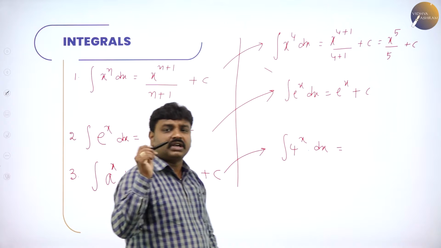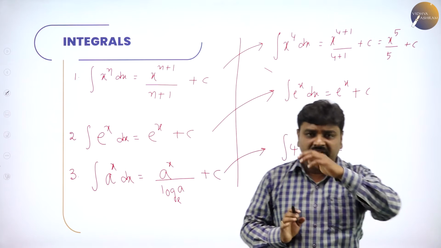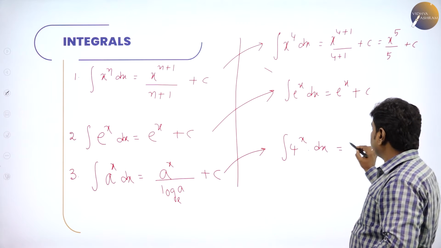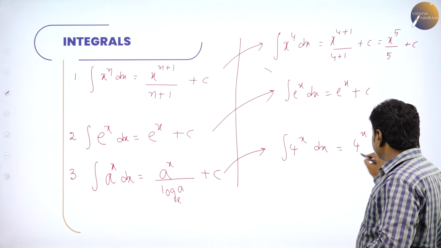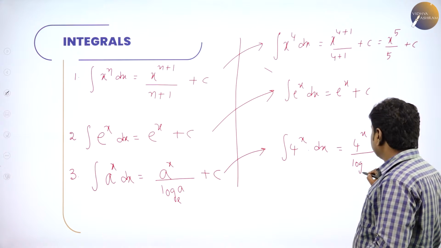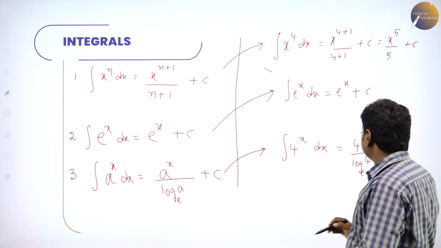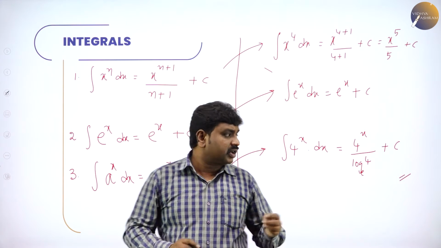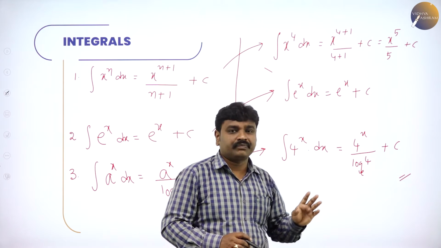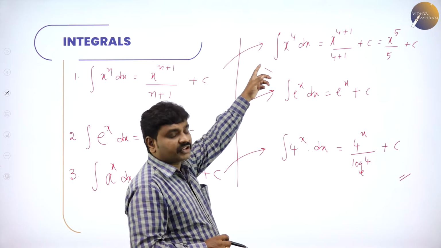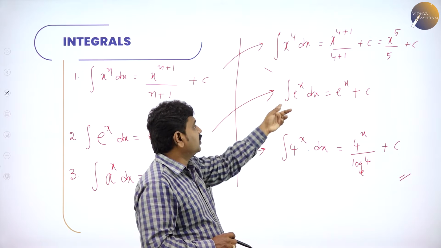Integration of a power x is a power x by log a plus c. So integration of 4 power x becomes 4 power x by log a, and in the place of a we have 4, so log 4 plus c. That's it. So integration of 4 power x is 4 power x divided by log 4 plus c. So now integration of x power 4 is x power 5 by 5, and e power x is e power x.